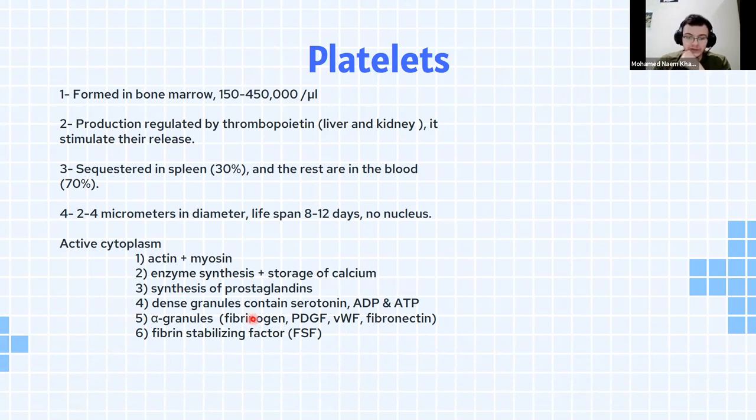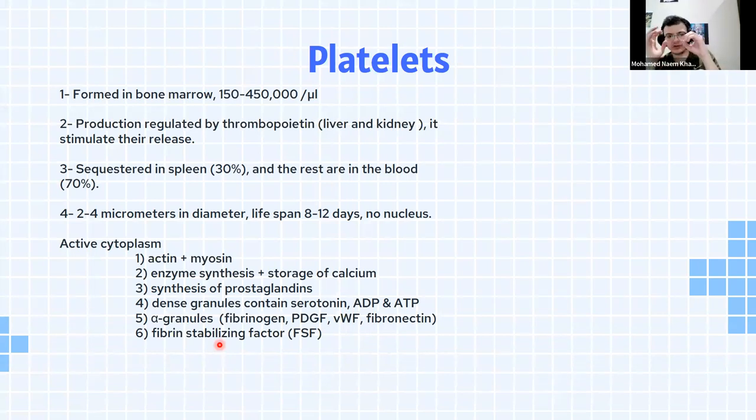You have alpha granules, and we're going to discuss them in the next slides: fibrinogen, fibronectin, VWF, and PDGF. We're going to discuss all of those, and fibrin stabilizing factor. Basically, guys, remember, why do platelets aggregate? To form a fibrin, or to form a thrombus, or to form something to stop the bleeding, right?